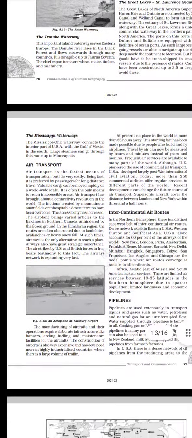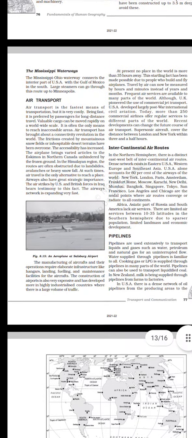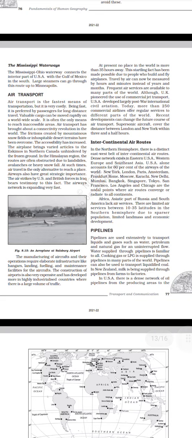The Mississippi Waterways. The Mississippi-Ohio Waterway connects the interior parts of USA with the Gulf of Mexico in the south. Large steamers can go through this route up to Minneapolis. Air transport. Air transport is the faster means of transportation, but it is very costly. Being fast, it is preferred by passengers for long distance travel.